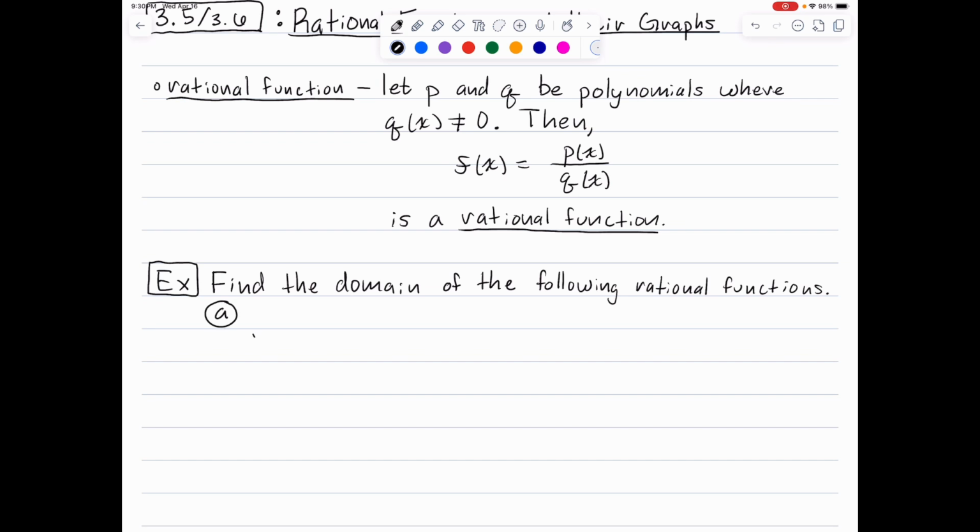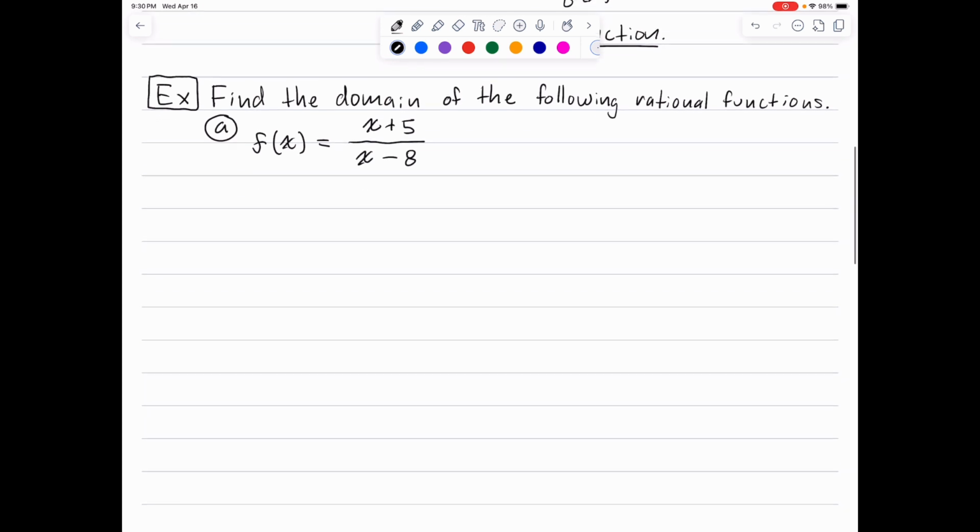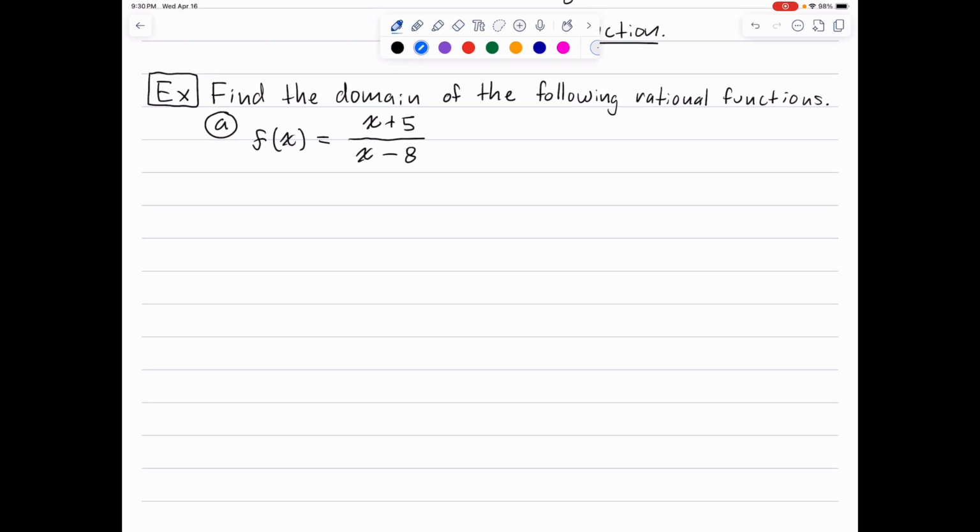F of x equals x plus 5 over x minus 8. So we know that Q of x, which is x minus 8, cannot be equal to 0. So 0 cannot equal x minus 8, which, if we solve for x, means that x cannot equal 8.